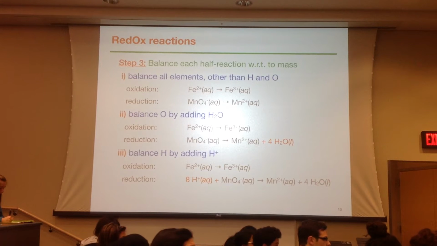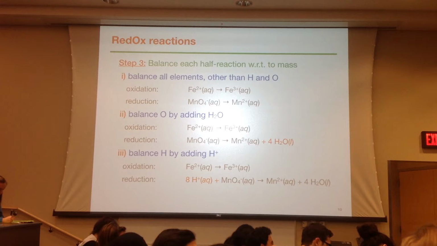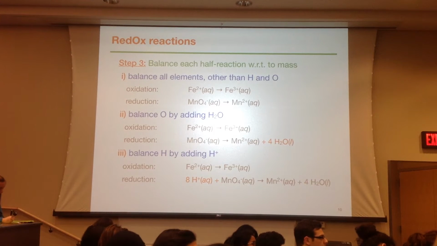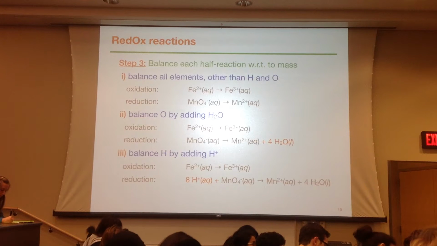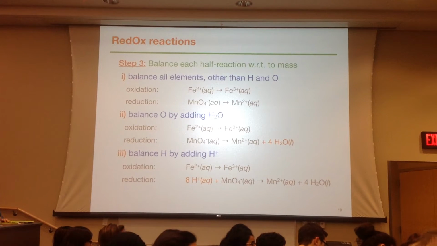We're now balanced with respect to mass. We don't have to do step 3, part 4, which would be to balance by adding hydroxide. We can't add hydroxide because this is acidic conditions. So the next thing we have to do is balance by charge. Okay? Now, when we're balancing by charge, here's your clue.